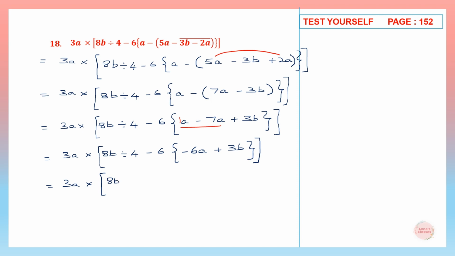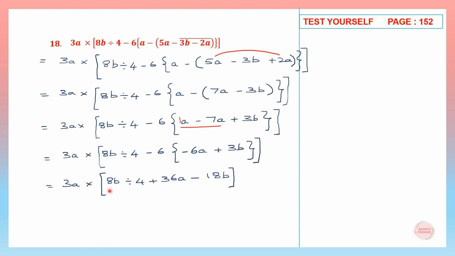Then we continue 3a into 8b divided by 4 minus, now here we have to work out this, we have to multiply minus 6 into the terms inside. Now this we cannot do anything because they are unlike terms, so you can't add or subtract. So here we're going to multiply minus 6 into minus 6a. So minus into minus is plus, 6 into 6 is 36, 36a. Now we multiply minus 6 into plus 3b. Minus into plus is minus, 6 3s are 18, and that is 18b. So now we have removed the curly brackets.